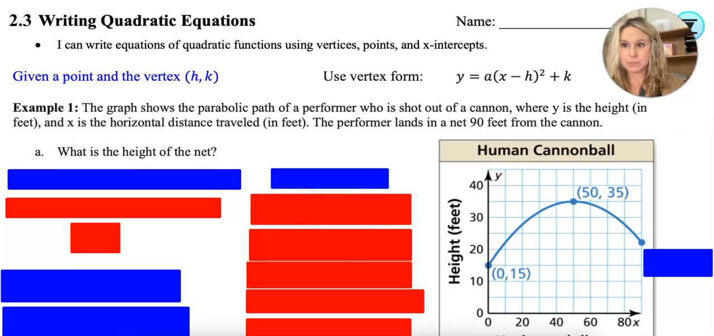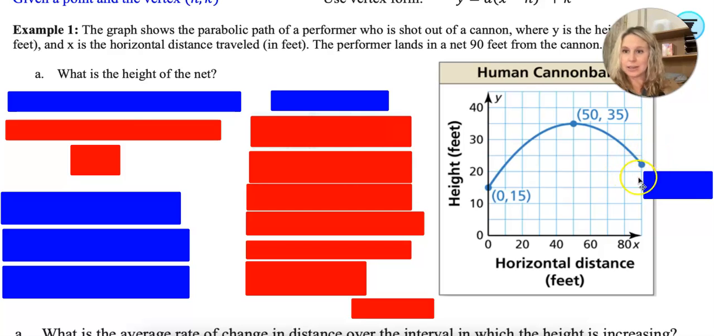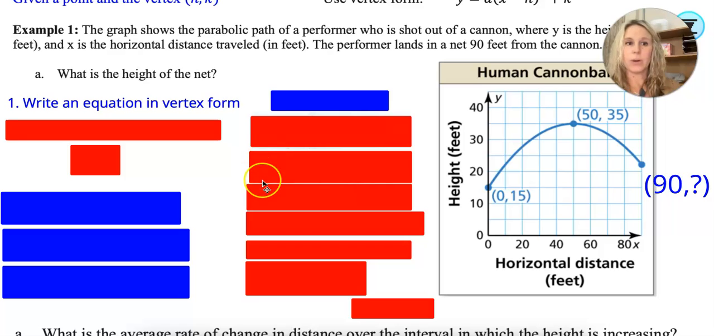So let's look at this problem. Again, I know the height of the net is somewhere over here. It's roughly above 20. We could probably take a guess. But I don't know where, and again, we need to know exactly where so that performer does not get injured. So I know the net is 90 feet away. I just don't know how high. So step 1, we need to write an equation in vertex form, since we know the vertex, that can help us figure out this problem.